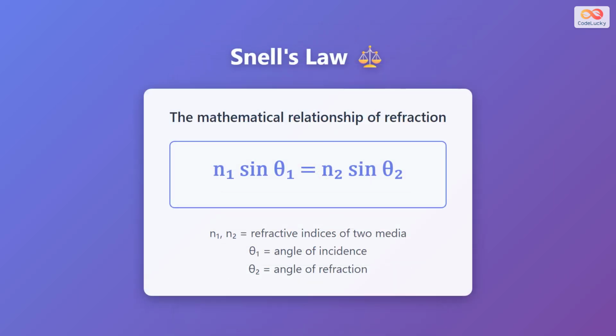Now let's talk about the mathematical relationship that governs refraction, known as Snell's law. Snell's law gives us a precise way to calculate how light bends. The formula is n1 times sine of theta 1 equals n2 times sine of theta 2. Here, n1 and n2 are the refractive indices of the two media. Theta 1 is the angle of incidence, which is the angle at which light hits the boundary, and theta 2 is the angle of refraction, which is the angle at which light continues in the new medium. These angles are always measured from an imaginary line called the normal, which is perpendicular to the boundary.